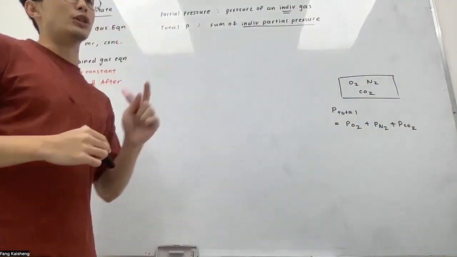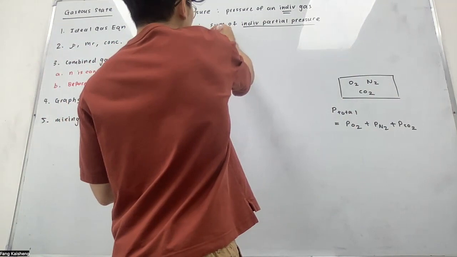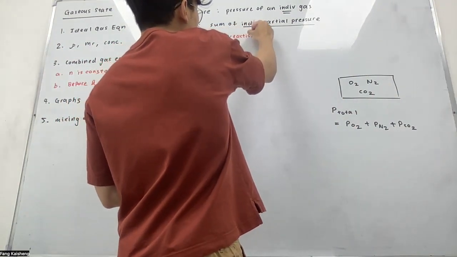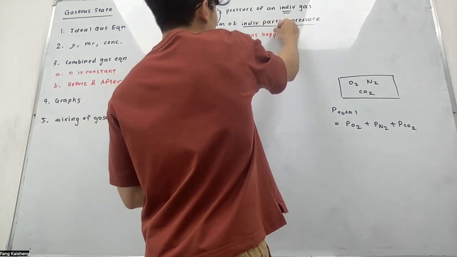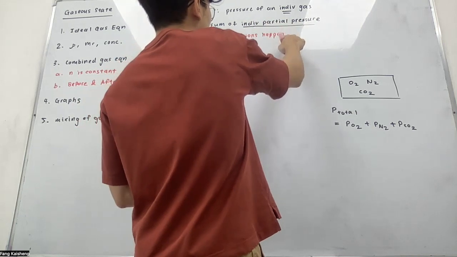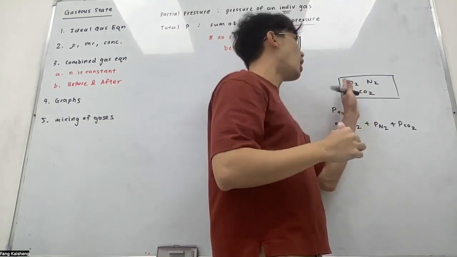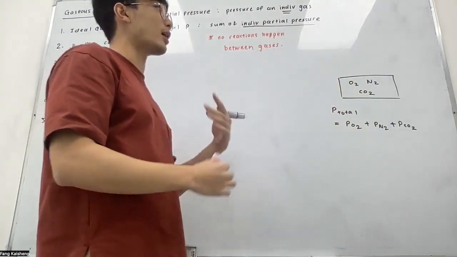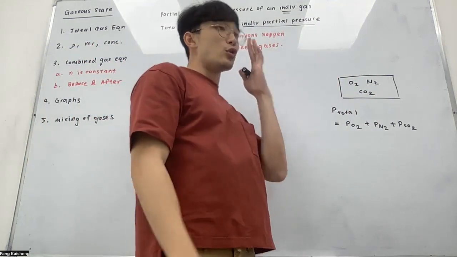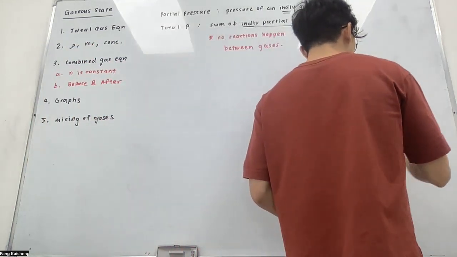Now this is on one condition. This is contingent on the fact that no reaction happens between the gases. So guys, you have to understand, here oxygen, nitrogen, and carbon dioxide don't react on a normal basis, like in room conditions. So you can add all of them together. They're just chilling. In this case, they are all independent of one another.